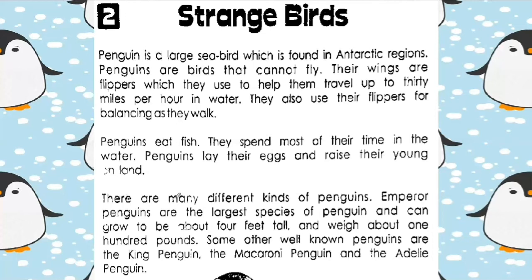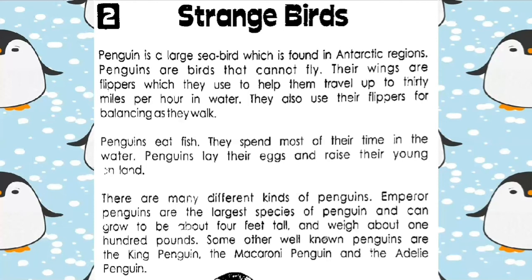Now, there are many different kinds of penguins. Okay, now they are talking about the different types of penguins. Emperor penguins are the largest species of penguin and can grow to be about 4 feet tall and weigh about 100 pounds. They are saying that emperor penguins are the largest species that can be found, and they can grow about 4 feet tall, and their weight can be 100 pounds. It means they are very large and fat.